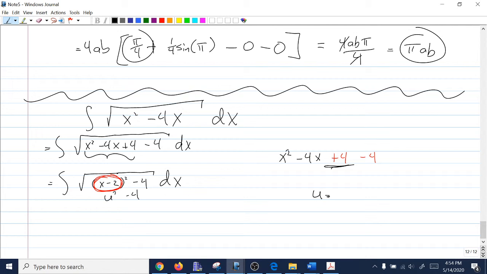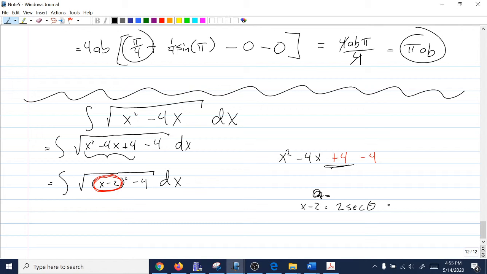If I had u squared minus 4, I would want u to be... you can do a u substitution, let u equal x minus 2, if you don't like doing this big chunky step here. But if you don't want to do that, then the thing that is u, x minus 2, would want to be 2 secant theta for this substitution. I'm going to let x minus 2 be 2 secant theta.